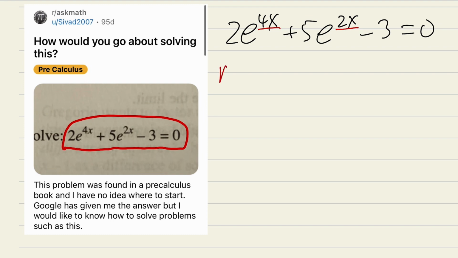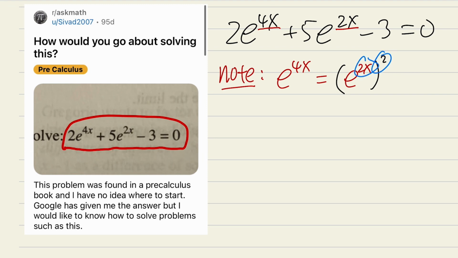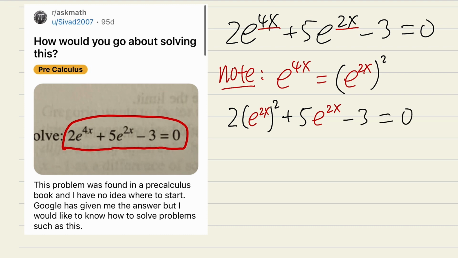So, in fact, let me just write this down for you guys. We can write e^(4x) as (e^(2x))^2. We can do that because when we have a power raised to a second power, we can just multiply the powers together: 2x times 2 gives us 4x. So now we can look at this equation as 2(e^(2x))^2 + 5e^(2x) - 3 = 0.